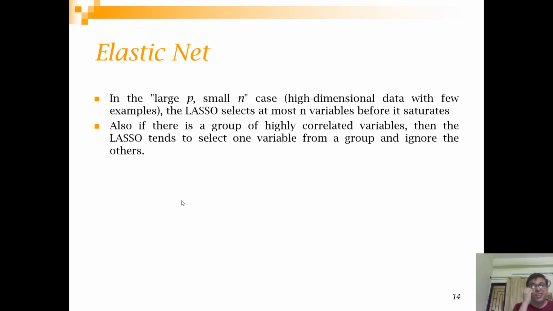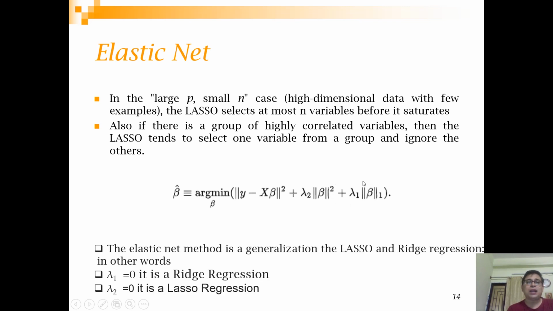So it feels like we want the best of both worlds. We want something which takes some features of Ridge and some features of Lasso. That's what elastic net does. Elastic net has a form where there is a penalty term in terms of Ridge, the L2 norm, and also a penalty term in terms of Lasso, the L1 norm. And you can understand that this is a generalization. When lambda 1 is 0, this is ridge regression, and when lambda 2 is 0, then it is lasso.